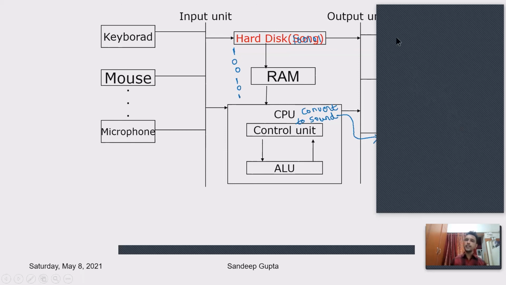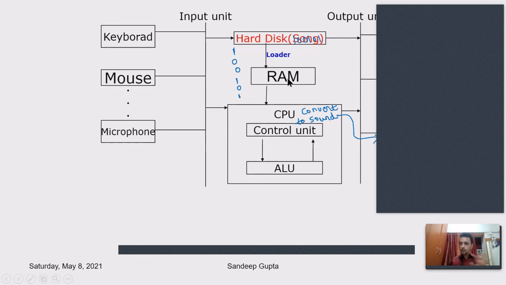Very simple. I always tell my students, pay attention to the name and derive the meaning from the name itself. Loader will do the work of loading. So look here. Loader will load the song from the hard disk to RAM. So the work of loading the song from hard disk to RAM is done by loader.